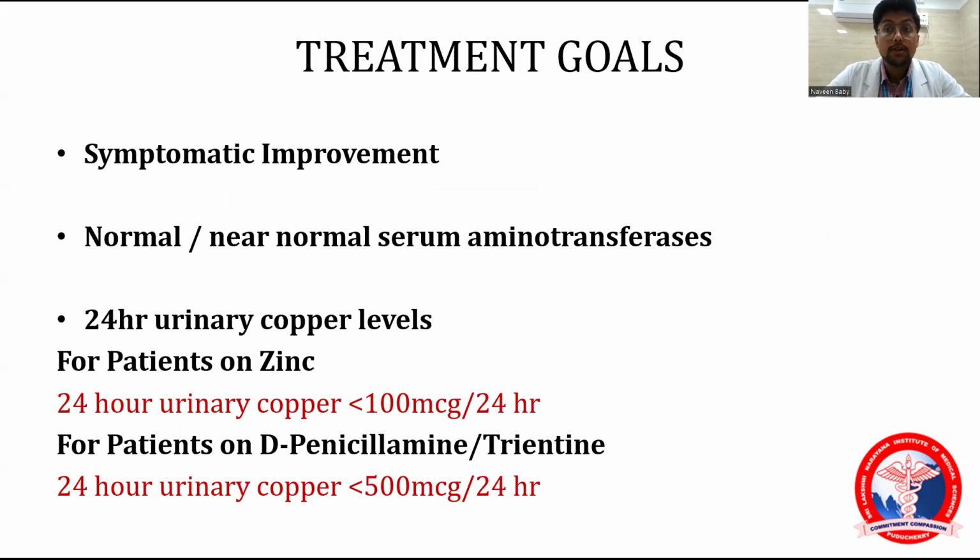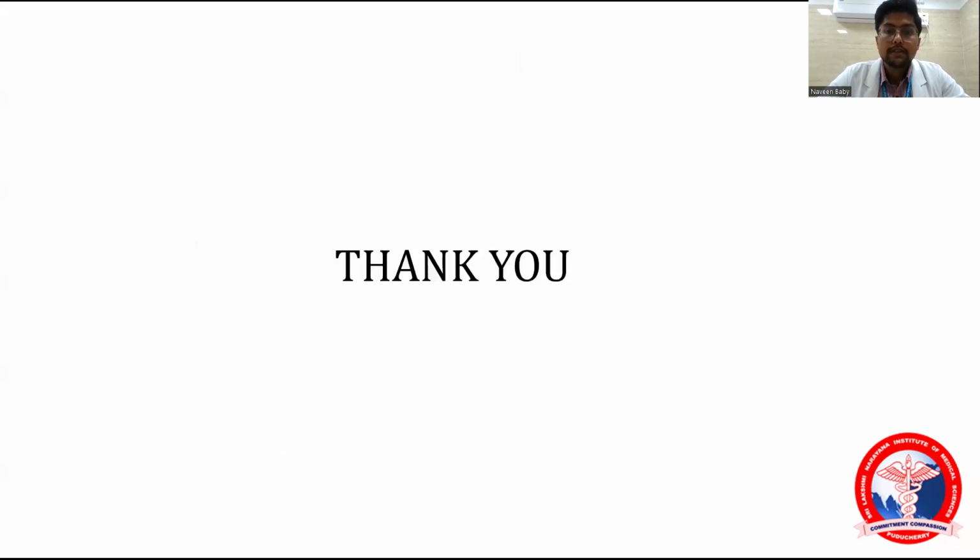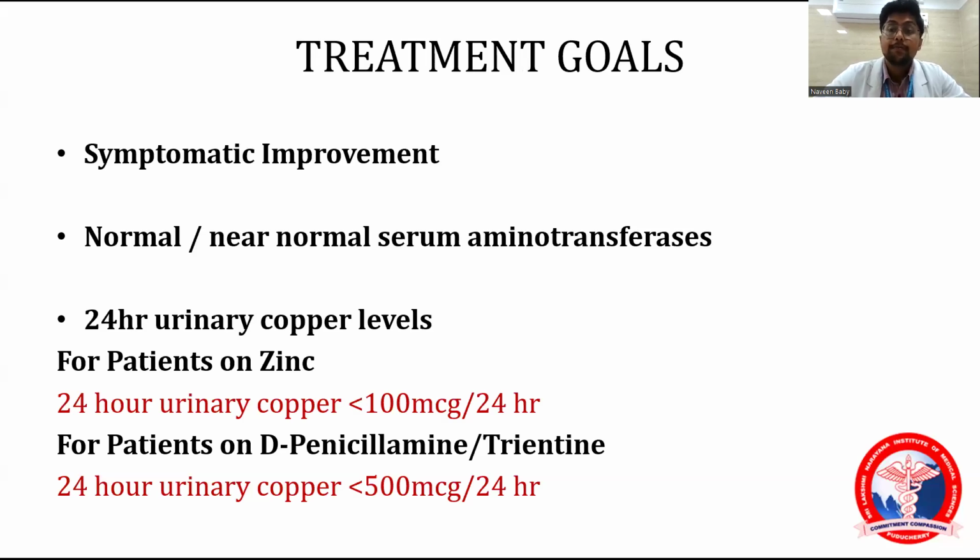So symptomatic improvement is one of our treatment goals, and the other is to look for liver enzymes to come back to normal. So normal and near normal serum aminotransferases is our treatment goal. And finally, coming to copper levels, 24-hour urinary copper is what we use to monitor effective treatment. In patients who are started on zinc, you look for a 24-hour urinary copper level less than 100 micrograms per 24 hours. And in patients on D-penicillamine or trientine, that we usually start in patients who have severe disease or organ damage, you look for a 24-hour urine copper level of less than 500 micrograms per 24 hours.